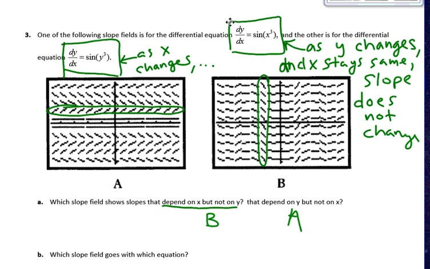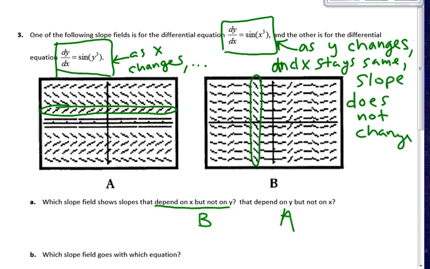So those are the two from example 2 and example 3. Those are the two things that I would look for when you're trying to match graphs with their differential equations. So look for when the slopes are 0, and also if it's only dependent on x or only dependent on y. Okay? All right.